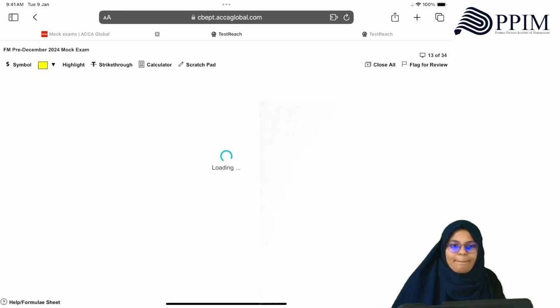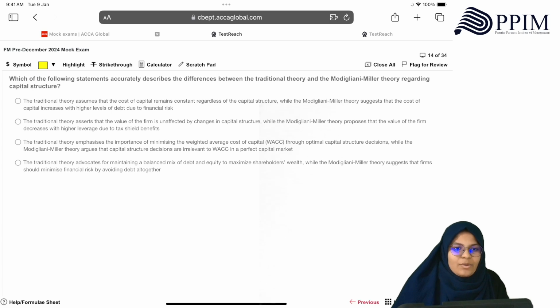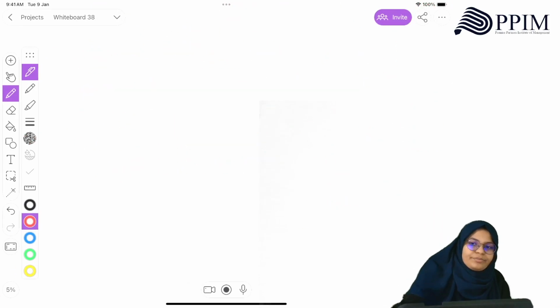The next one, which of the following statements accurately describes the differences between the traditional theory and the Modigliani-Miller theory regarding capital structure? Okay, so immediately you have to kind of see the graph. If you are talking about traditional theory, what are we actually talking about? We are talking about this situation.